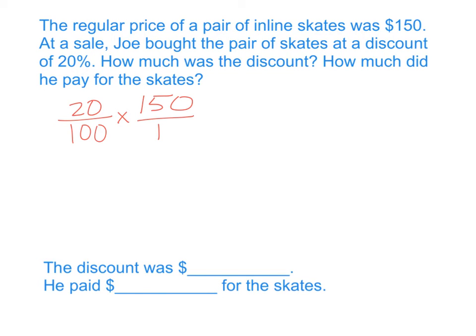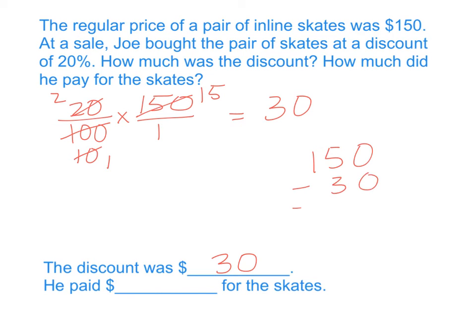And this time, I'm going to look at some reducing here I can do. I can only divide these by 10 this time, so I'll get 10 here and 15 here. But then I could divide 20 and 10 both by 10 to get 1 here, and 20 divided by 10 is 2. And 2 times 15 gives me a $30 discount. So that's my discount. Then I take 150, discount means subtract. So the new price is $120 for the skates.